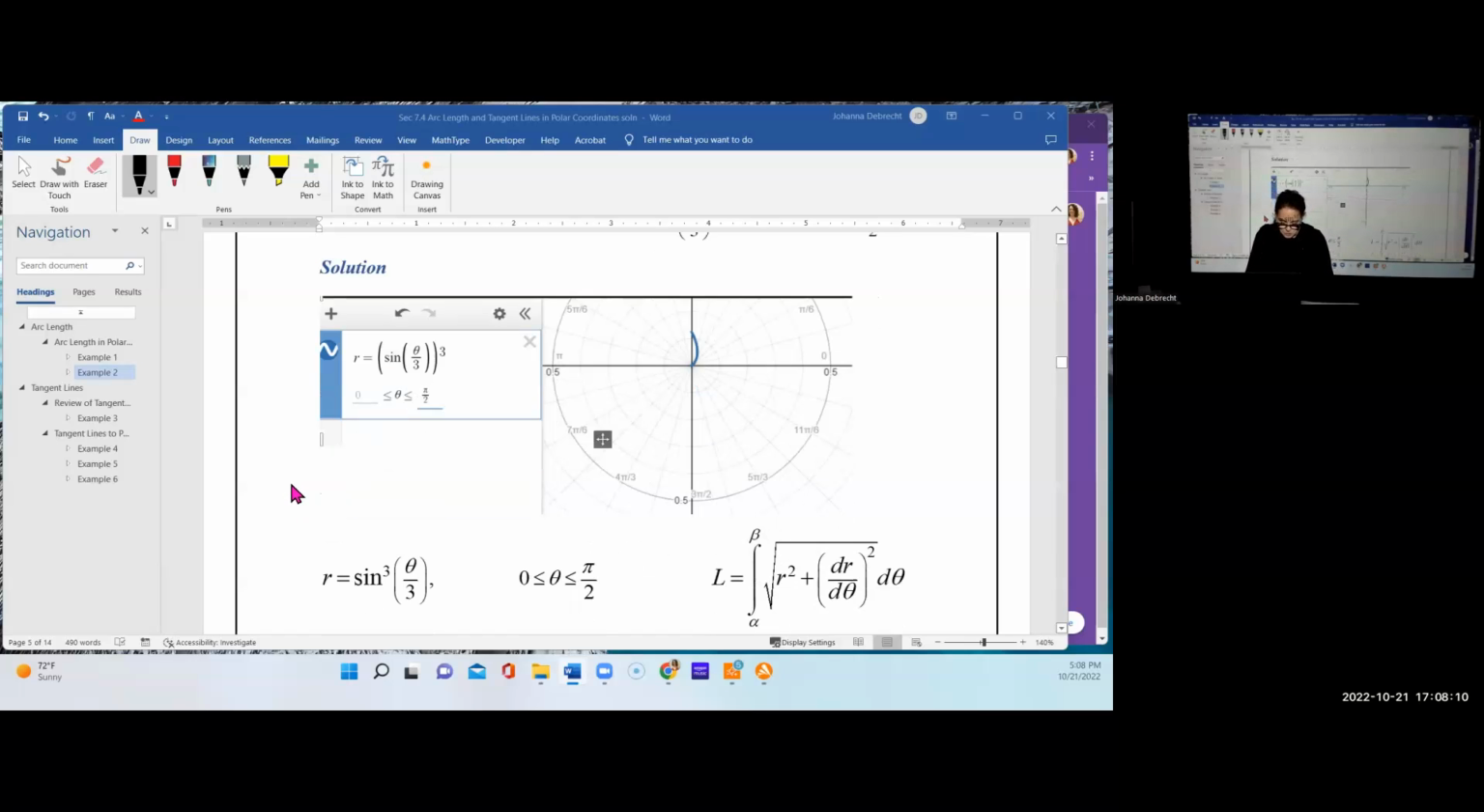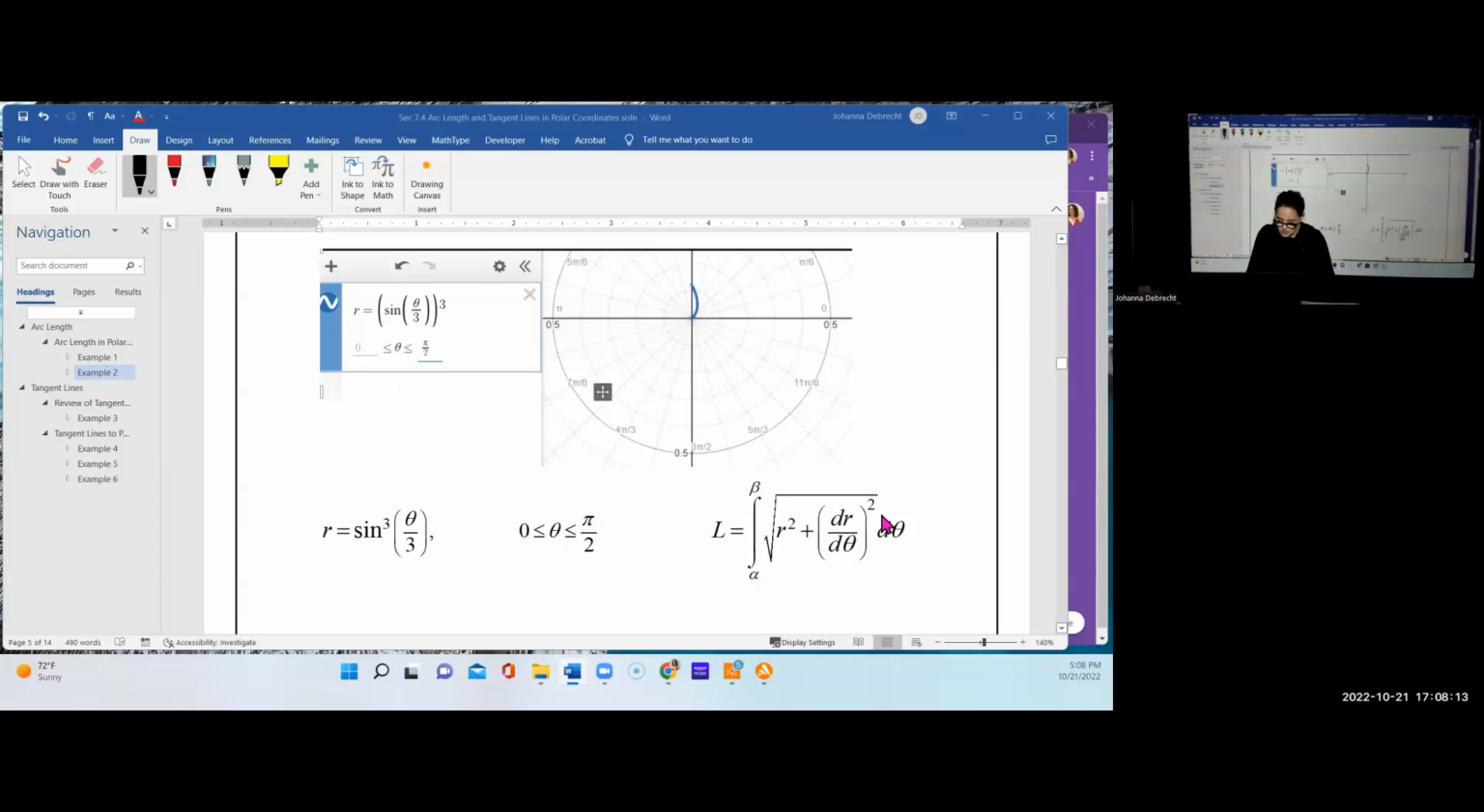So we have sine cubed of theta over 3, and here's our formula right here. So the first thing we're going to find is r squared. If r is sine cubed, then r squared has to be sine to the 6th. The 3 times 2 is the 6th power. So I get sine to the 6th of theta over 3. And then I need to find dr d theta.